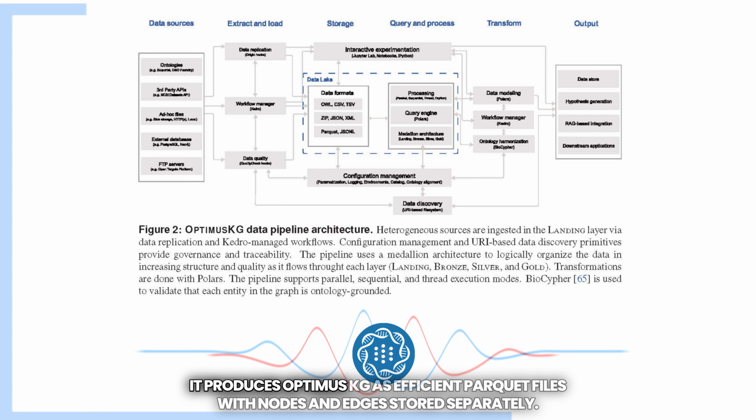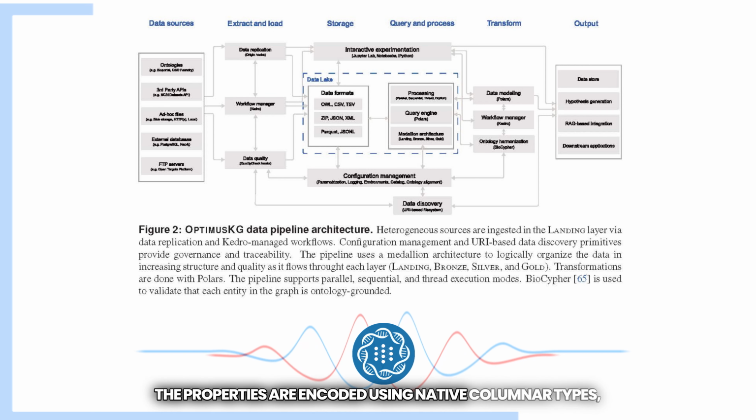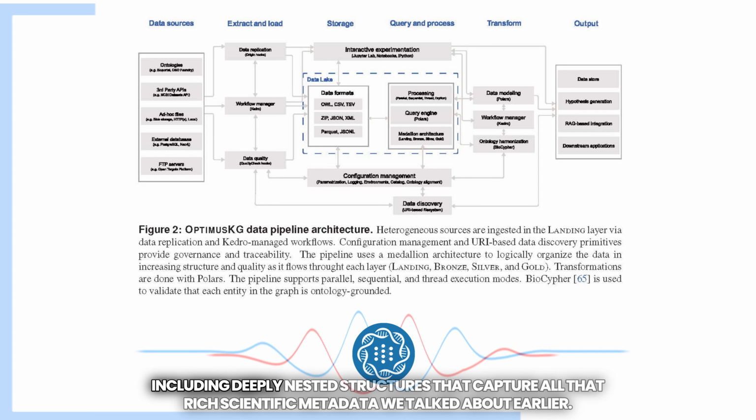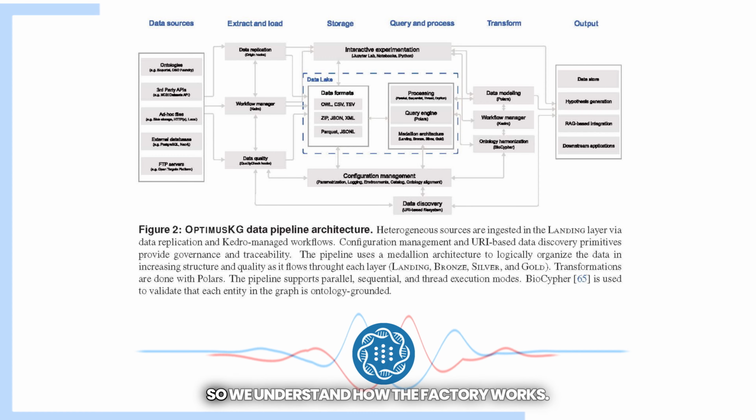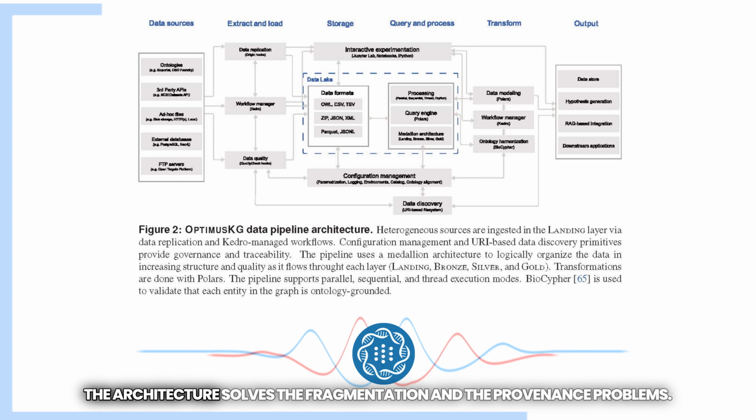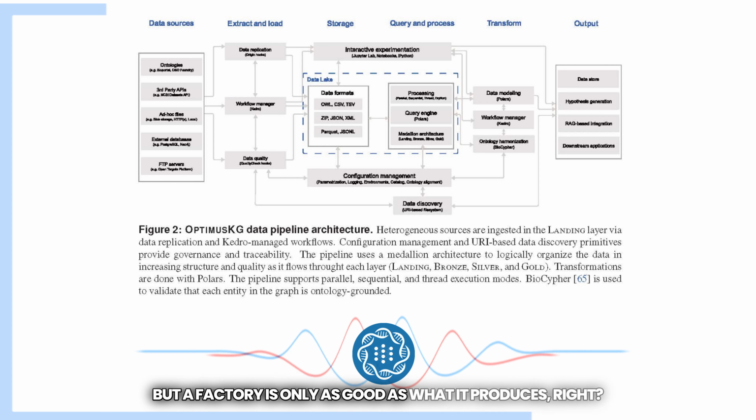It produces OptimusKG as efficient Parquet files, with nodes and edges stored separately. Okay. The properties are encoded using native columnar types, including deeply nested structures that capture all that rich scientific metadata we talked about earlier. So we understand how the factory works. The architecture solves the fragmentation and the provenance problems. But a factory is only as good as what it produces, right?